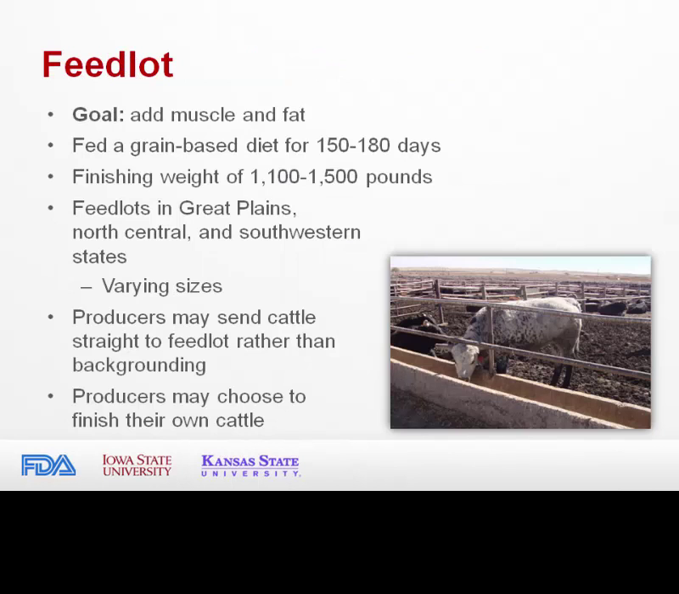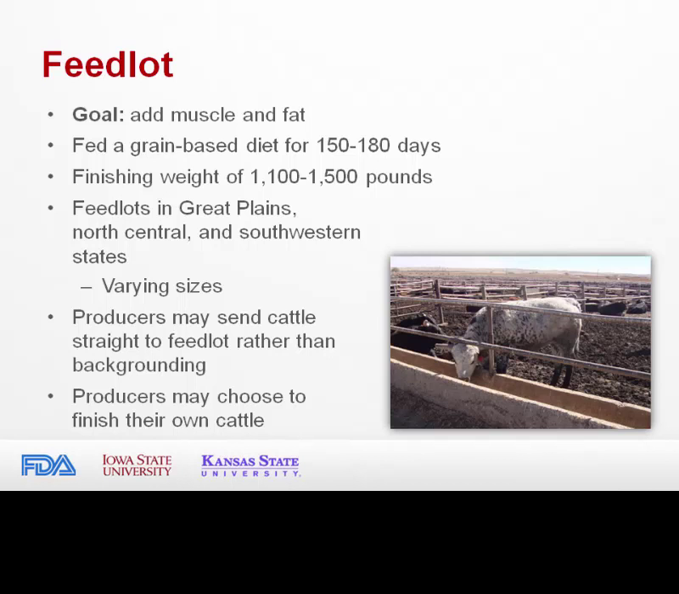The goal of a feedlot in the beef cattle production cycle is to add muscle and fat to the cattle through an energy-dense diet, typically grain-based, for about 150 to 180 days until they weigh about 1,100 to 1,500 pounds and are ready for harvest. Feedlots are found in all states, but the majority of large feedlots are located in the Great Plains states of Colorado, Nebraska, and Kansas, the north-central state of Iowa, and the southwestern states of Texas and Oklahoma.